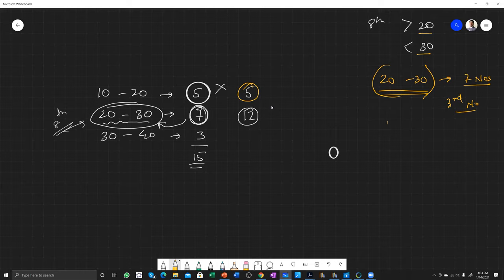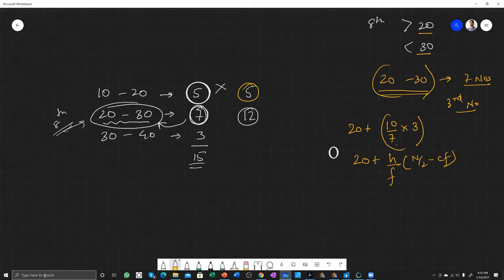So 10 has to be divided by 7 and multiplied by 3, which will give me the required number, and that you have to add to 20. You will get the median. So what is 20? The lower limit. What is 10? h. What is 7? f. What is 3? N by 2 minus CF. Yes or no? 3 is 8 minus 5, and 8 was N by 2, minus 5.